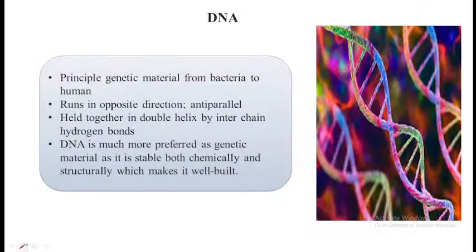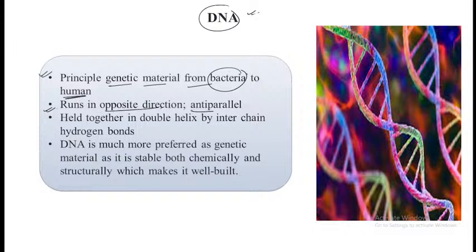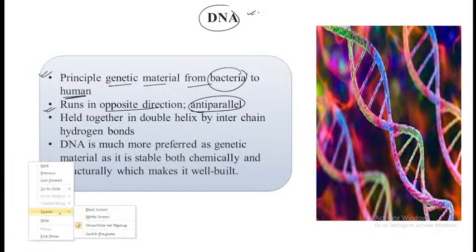Now let's understand about DNA, right? So what is DNA all about? DNA is the main principal genetic material from bacteria to humans. It runs in opposite directions, that is, in an antiparallel nature. Now when we look into the DNA and the RNA, let's try to understand a few more points.